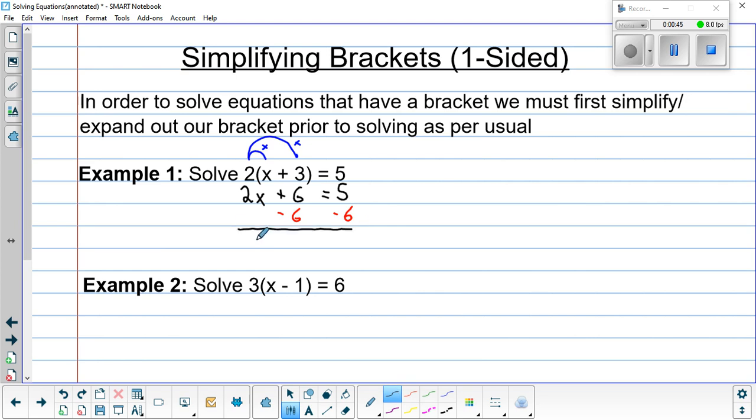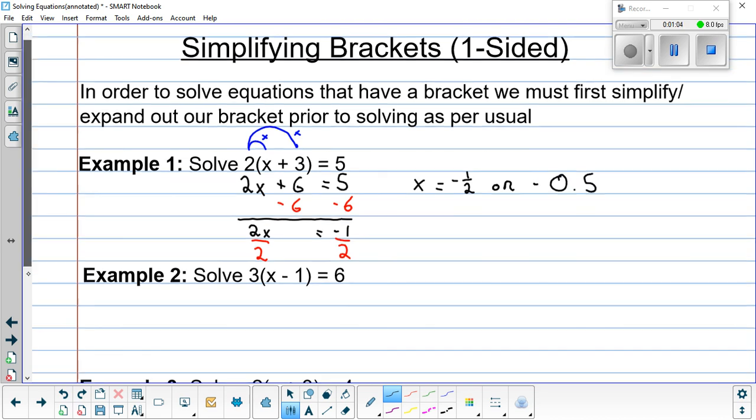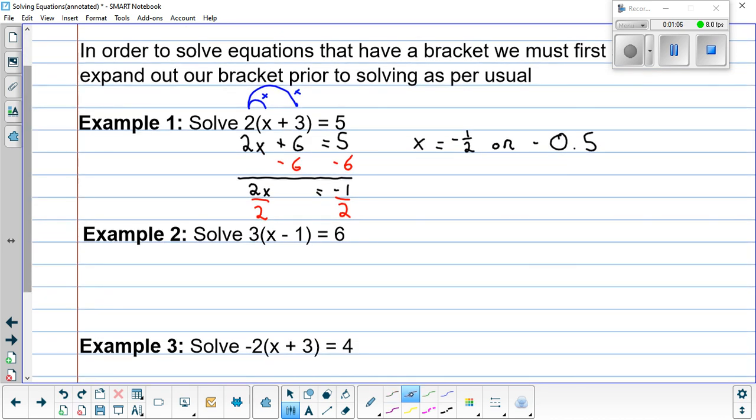So we're going to get on our left side 2x. On our right side, we're going to be left with negative 1. And finally, we divide by 2 and divide by 2 to find that x is equal to negative 1/2 or negative 0.5. Okay, so moving on, let's do this again for our next one.